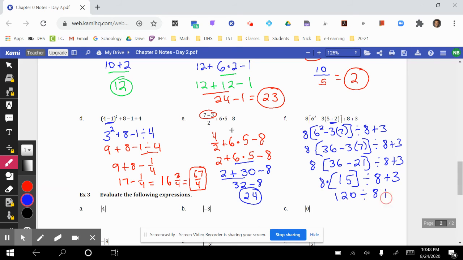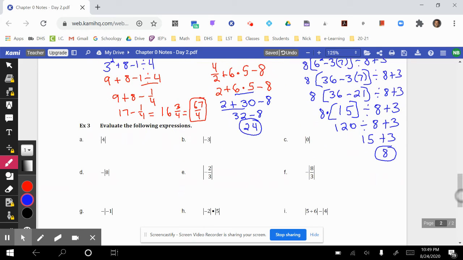Now I have divided by 8 plus 3. So now I have my division. 120 divided by 8 brings it back down to 15. And now I just have 15 plus 3, which gives me 18. It's a lot of work, a lot of steps, so just take it one step at a time to get your solution here.